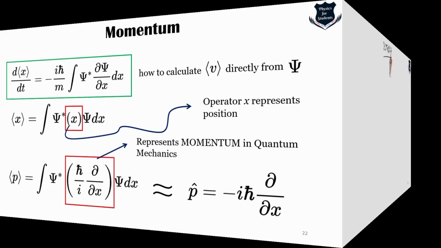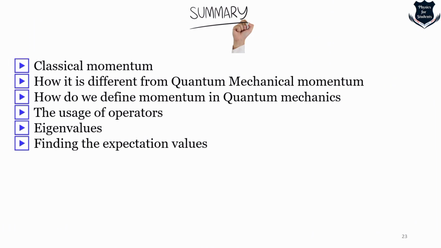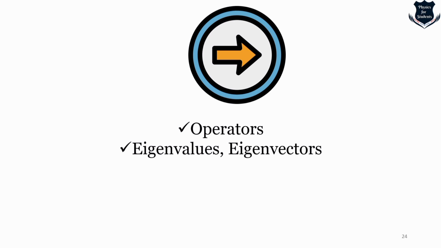So, time for a quick summary. We dealt with classical momentum and how it is different from quantum mechanical momentum. How do we define momentum in quantum mechanics from the plane wave of de Broglie's wavelength? When we come to the exponential, the square root of minus i along with the exponential is responsible for providing this wave. We also covered the use of operators, a little bit of eigenvalues, and finding expectation values. So that's a quick summary that tells you the story of momentum. In my next video, I will be talking about operators, eigenvalues, and eigenvectors.